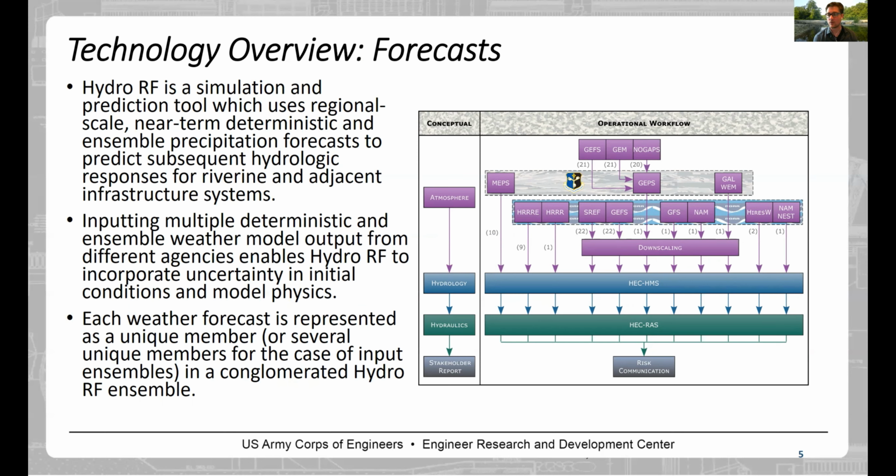So one of the ways that we handle this uncertainty is by looking at an ensemble of forecasts. So instead of just looking at one guess, we actually look at many different forecasts. And each of these individual forecasts are fed down through the workflow, through the hydrology and the hydraulics, to help us generate a probabilistic forecast of risk and hazards at specific locations.